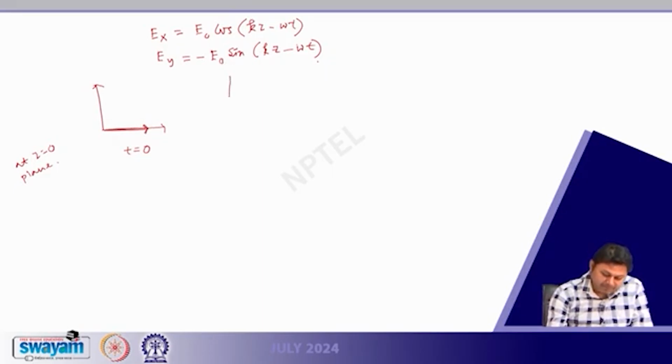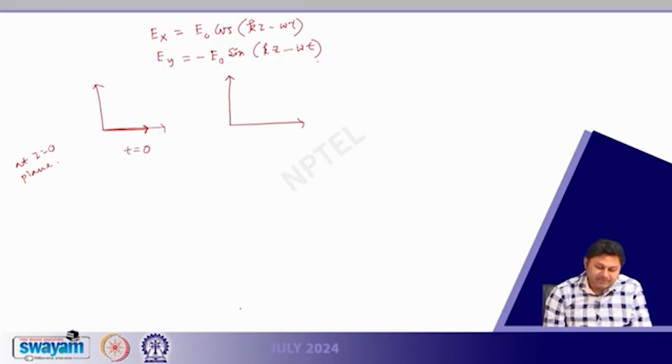Now, what happens if I gradually increase the time? At the z equal to 0 plane, if I increase the time, then it should be sine of minus omega t. This minus will come out and it will be plus, and then for increasing t, Ex is going to decrease and Ey is going to increase. So, that means I am going to get a resultant somewhere here.